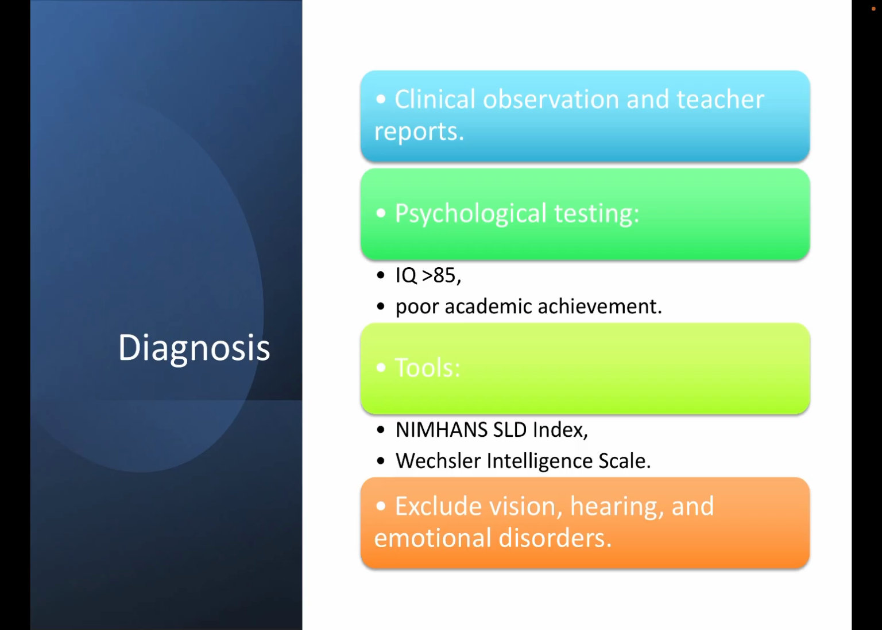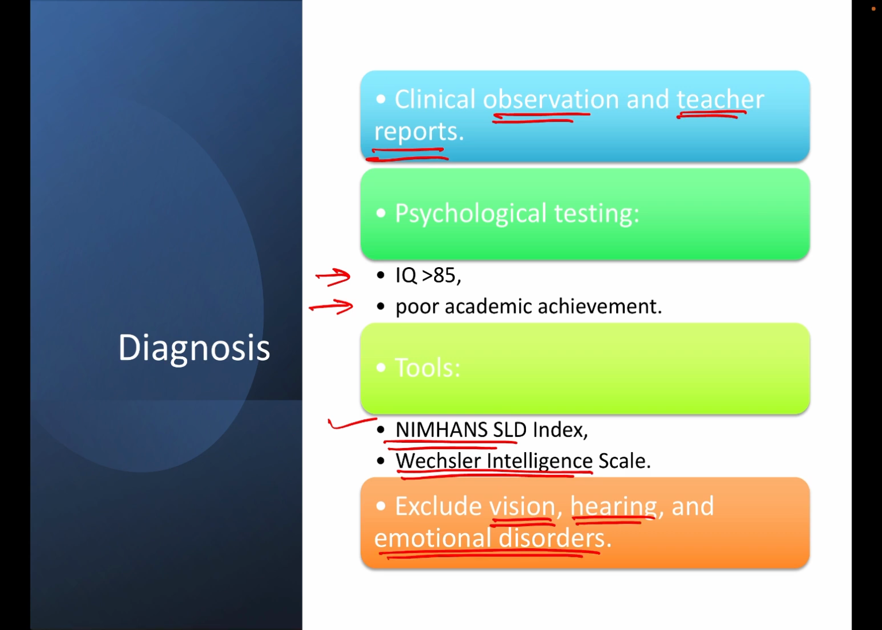So, diagnosis. Clinical observation and teacher report forms the main basis, and psychological testing wherein IQ will be greater than 85, but there will be poor academic achievement. There are tools called the NIMHANS SLD Index and the Wechsler Intelligence Scale, which can be used. And while making a diagnosis, we have to exclude any pre-existing visual, hearing, or emotional disorders.